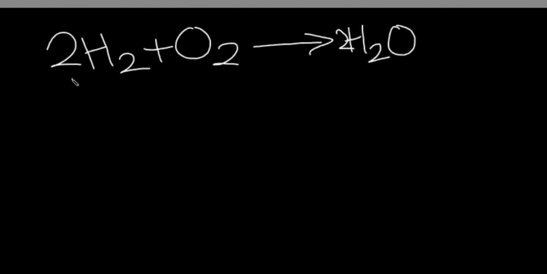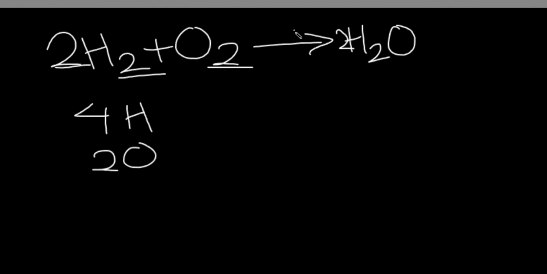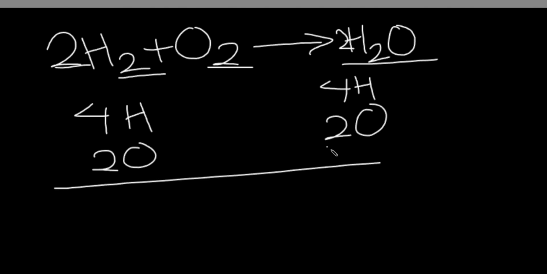Basically, if you multiply this to here, this gives us 4 hydrogens, and oxygen having the subscript of 2 gives us 2 oxygens. In the product side, if we multiply 2 to 2 here from the hydrogen, it also gives us 4 hydrogens, while 2 times 1 oxygen gives us 2 oxygens. This gives us a balanced chemical equation.